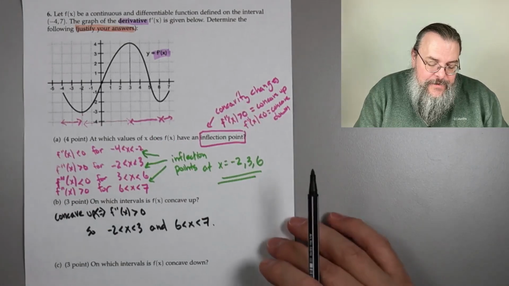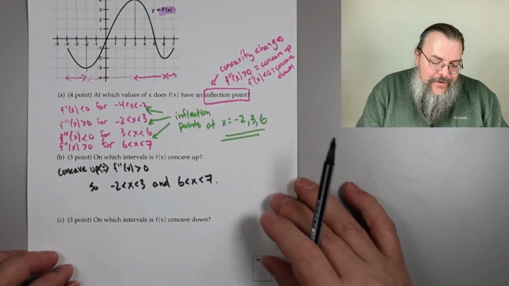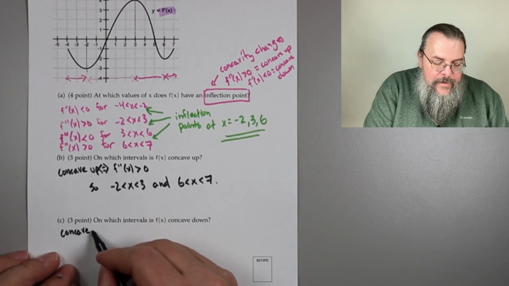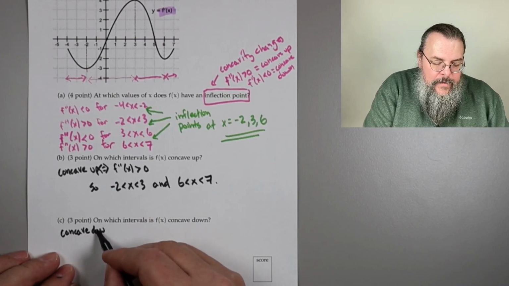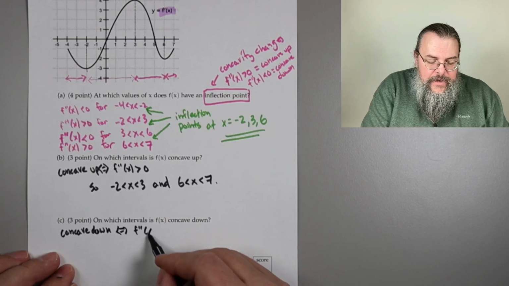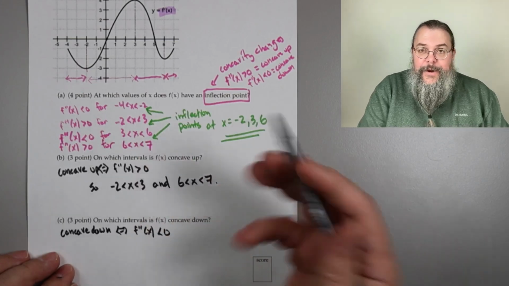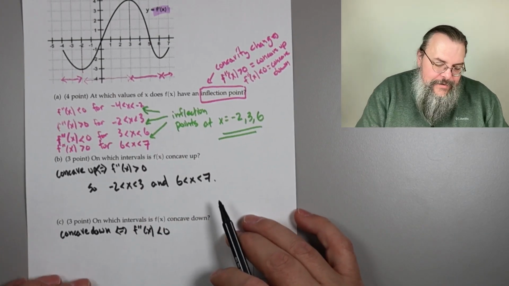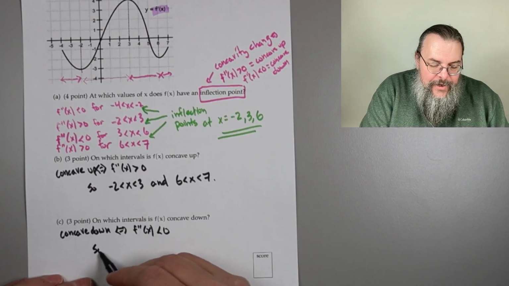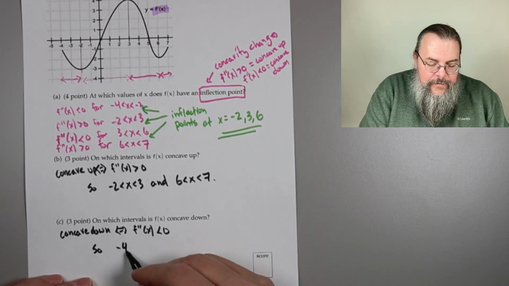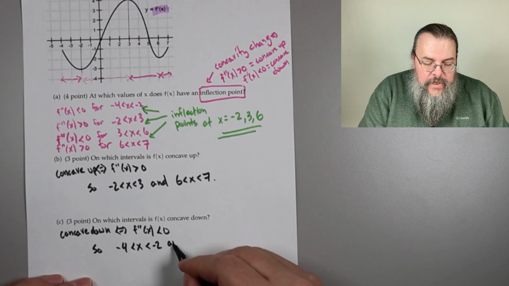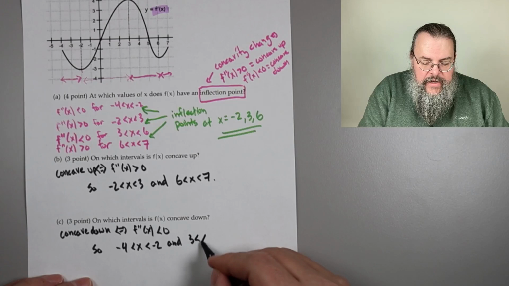All right, on which intervals is the function concave down? Well, again, concave down is when the second derivative is negative. And we already noted this in part A. Well, this makes it easy for us. Part A did all the work. Okay, so when are we concave down? Negative 4 less than x less than negative 2, and 3 less than x less than 6.